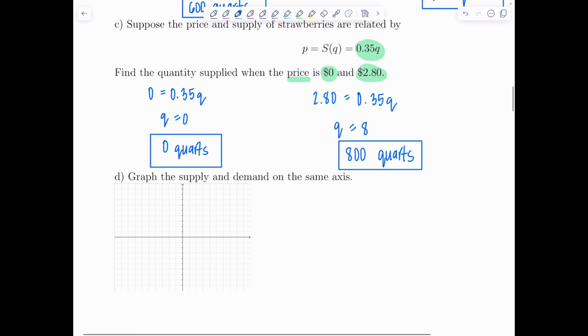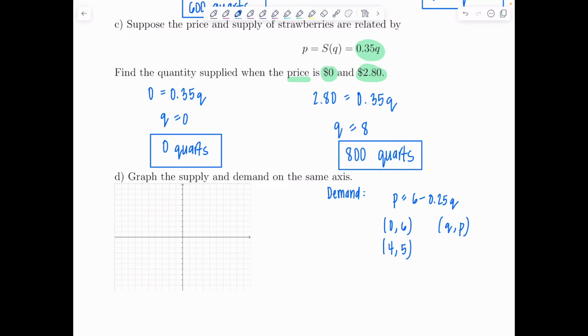Okay, so let me rewrite the equations down here just so we have them. So demand was P equals 6 minus 0.25 Q. And we had a few points that were going to help us. So we had 0 for Q is $6. And then 4 for Q is $5. Remember, the ordered pairs go Q comma P.